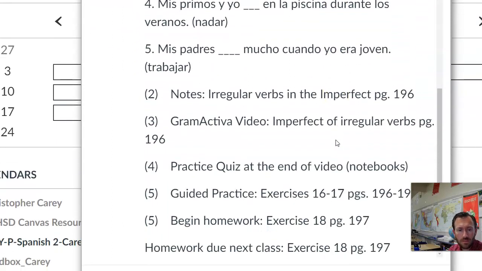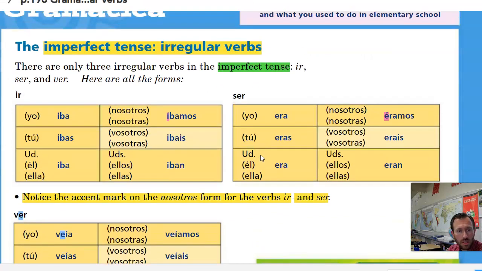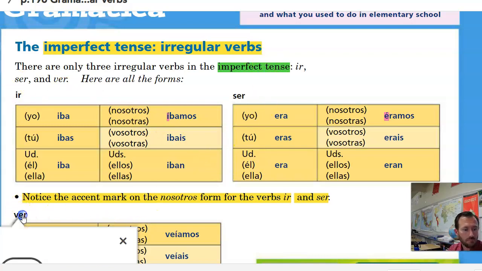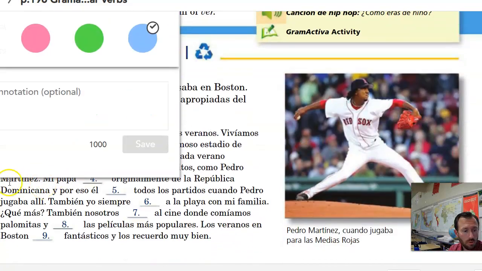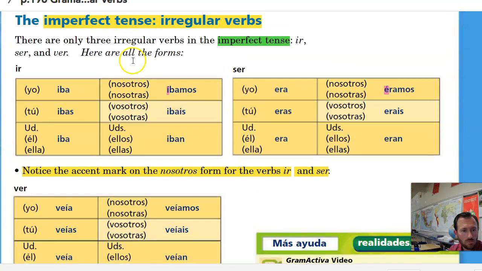All right, for the rest of class, we are going to go over the notes of irregular verbs in the imperfect on page 196. The good news is that there are only 3 irregular verbs in the imperfect, and they are the verbs ir, ser, and ver. That's it. Only those 3 verbs are irregular in the imperfect. Ir meaning the verb to go. So if you want to say I used to go, yo iba, ibas, iba, íbamos, and iban. Here are conjugations of the verb ir, to go, in the imperfect.